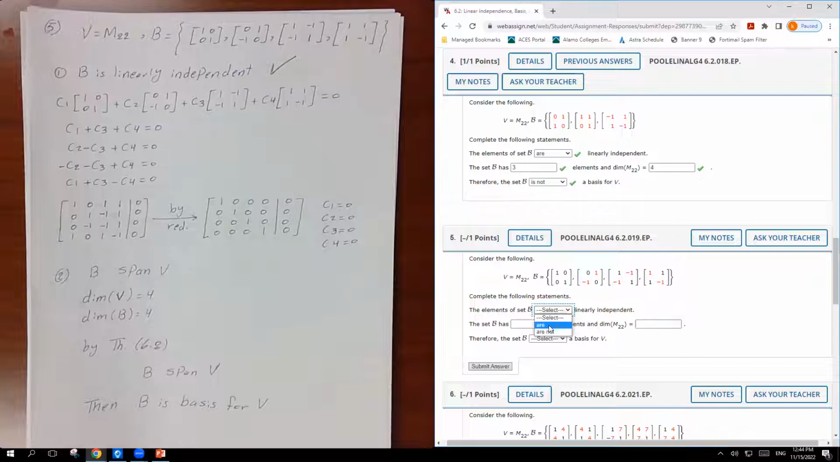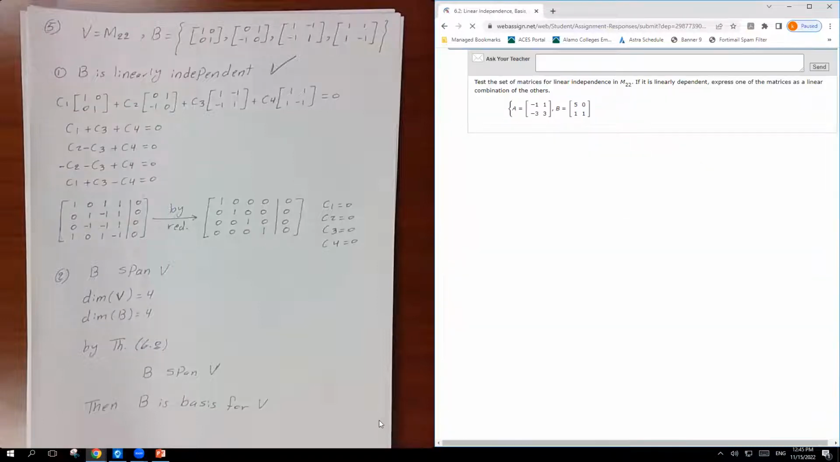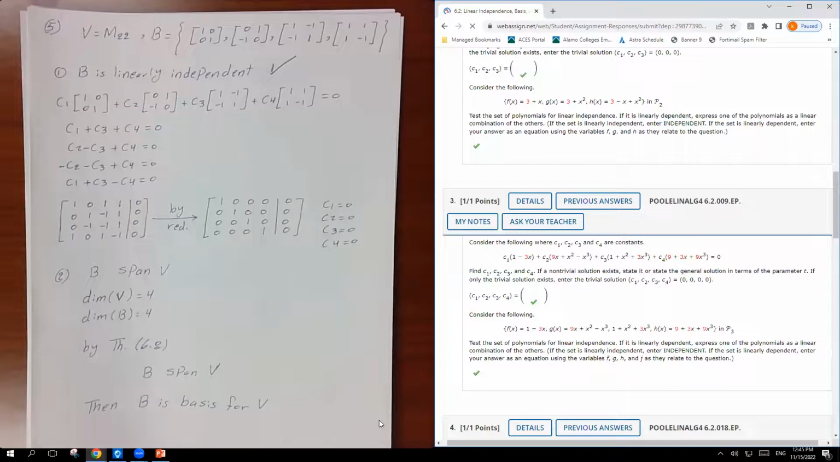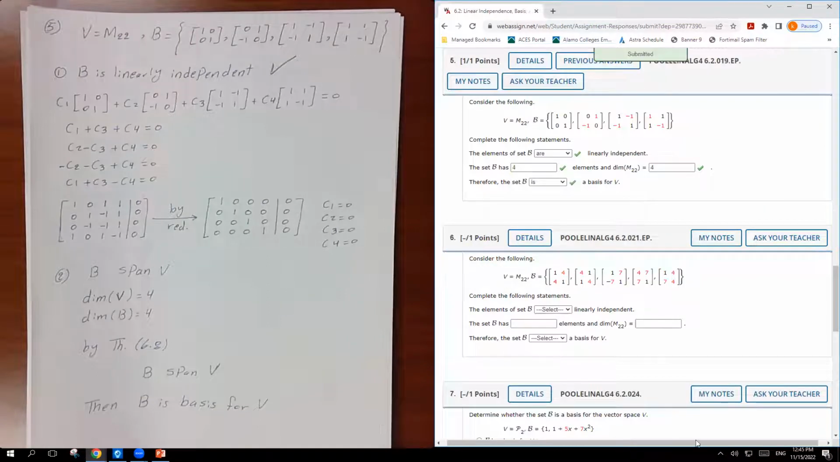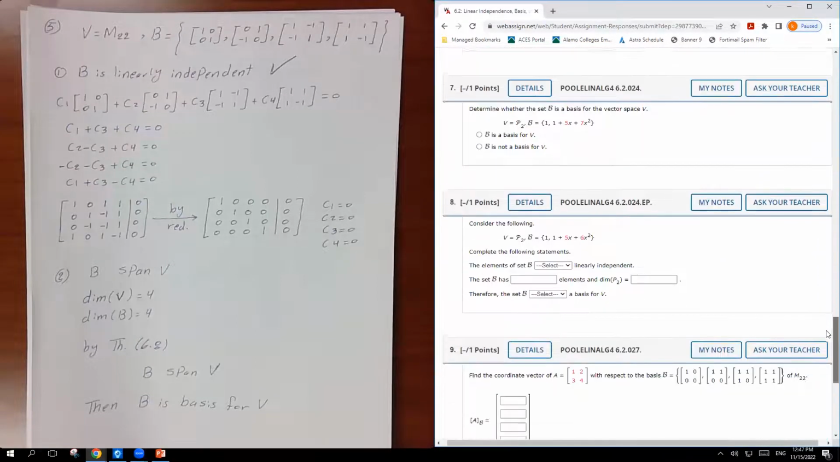That means we chose a linearly independent set that has 4 elements, and the dimension of the matrices of V is also 4. So this one is going to be a base for V. This is number 5. Number 6 is exactly like number 5. Let's move to example 7.